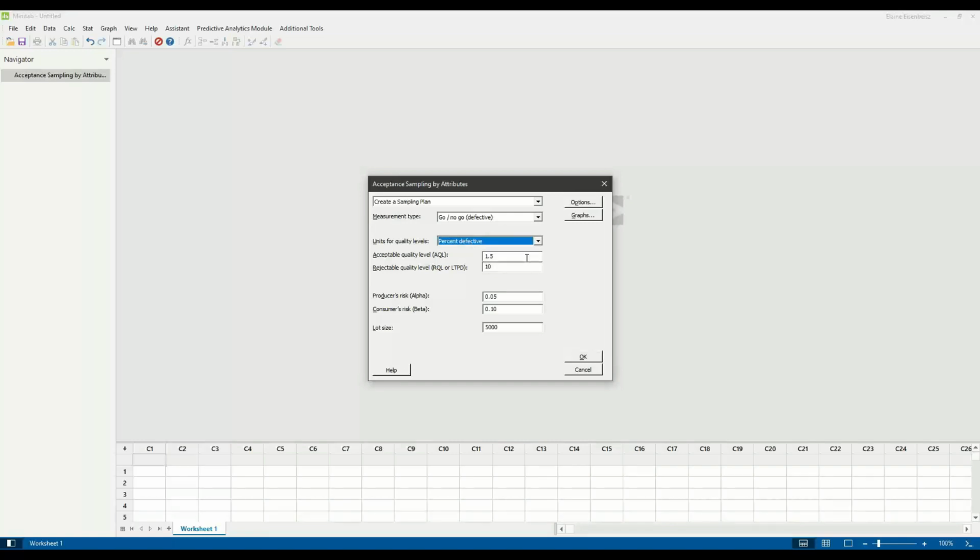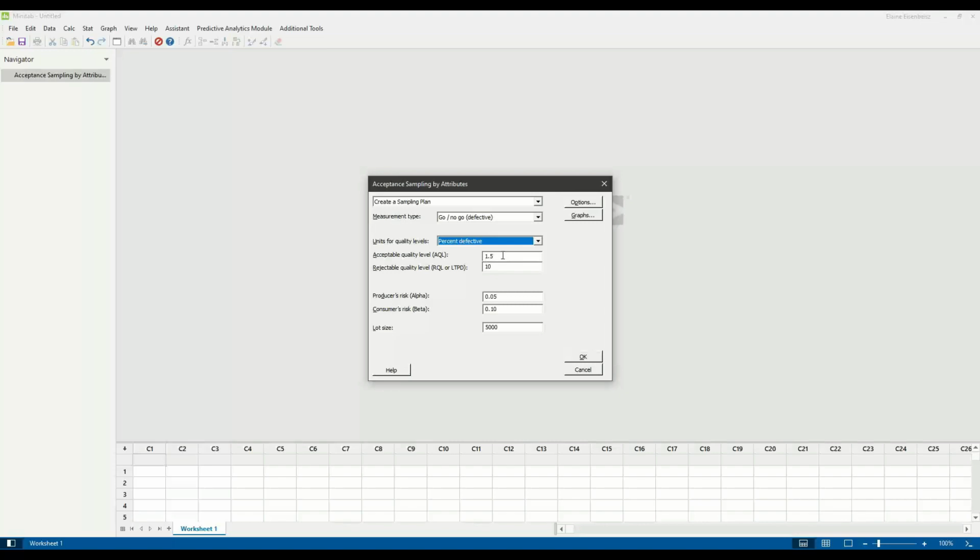Okay? Our acceptable quality limit is at 1.5. I'm going to leave it at that. The RQL right here is going to be 10%. These are both percents. And again, these are decided before you put them in, right? But these are just the defaults. So we'll just go with the defaults.